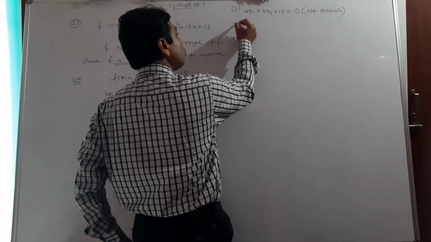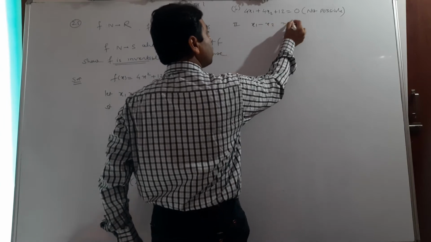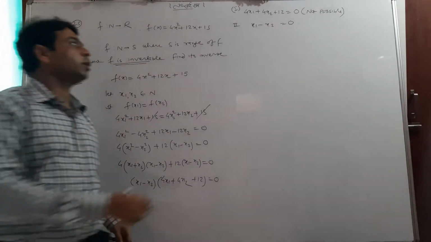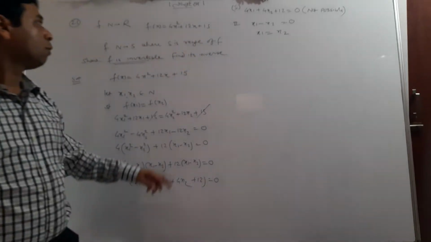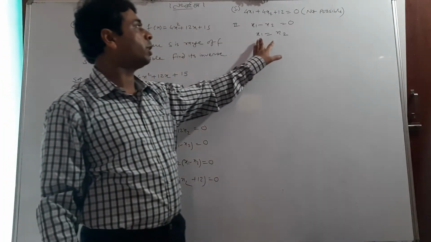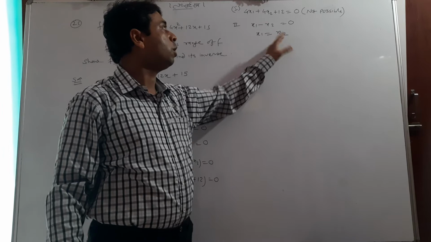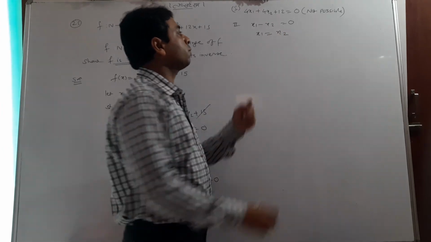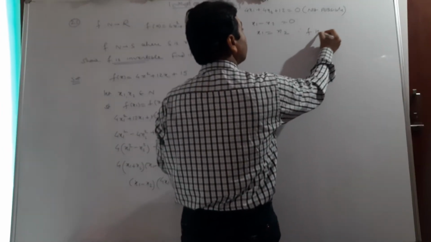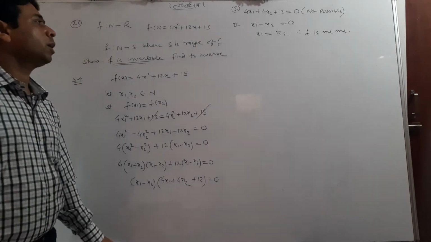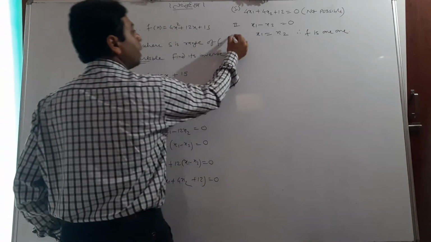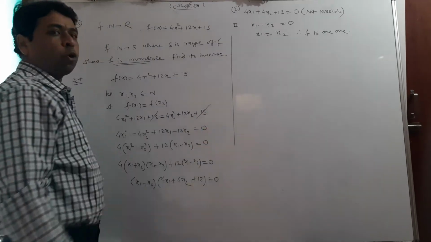So the second option, x1 minus x2 equal to 0, is the only condition happening here, which gives x1 equal to x2. And student, you remember that for proving one-one it is enough to show x1 equal to x2. When x1 equals x2, the function is one-one. Next, it is very important to show onto.